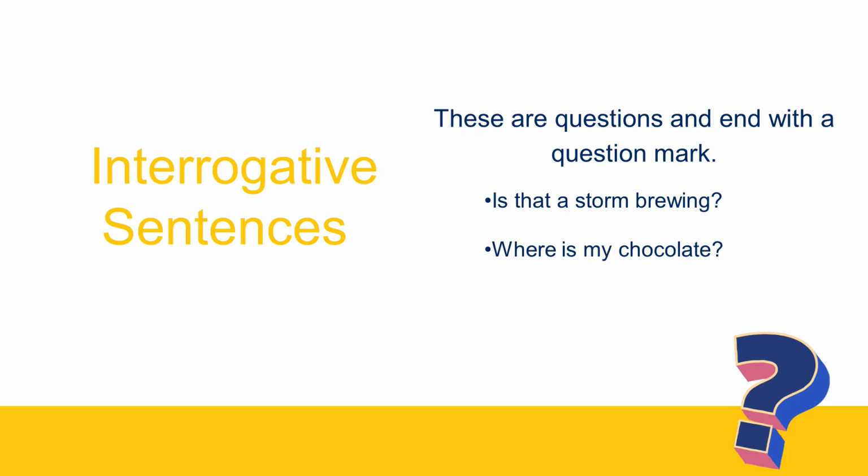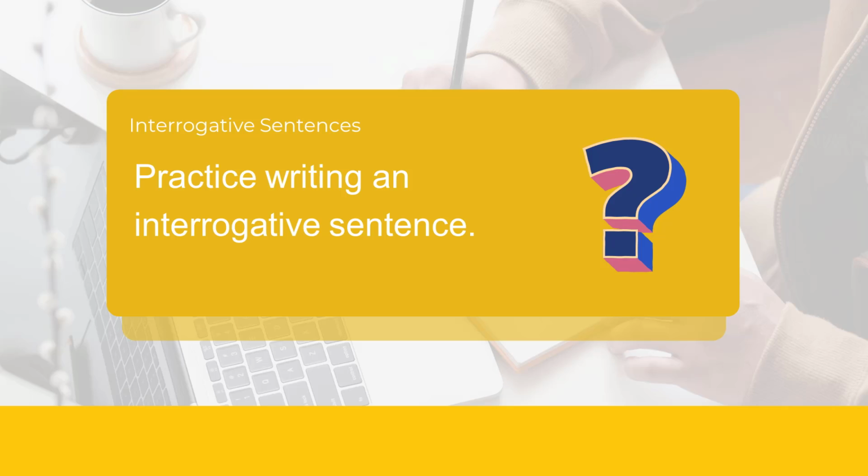An interrogative sentence is a sentence that ends in a question mark. And sometimes these sentences will have a different subject, verb, object order. So you'll notice here, is that a storm brewing? Begins with the verb is. Where is my chocolate? Begins with the question word where, and then we have the verb after that. Go ahead and practice writing an interrogative sentence now.